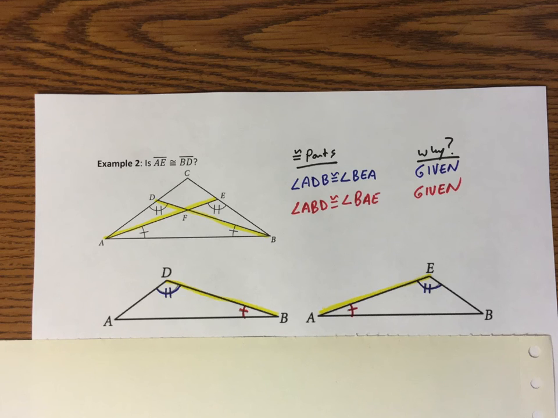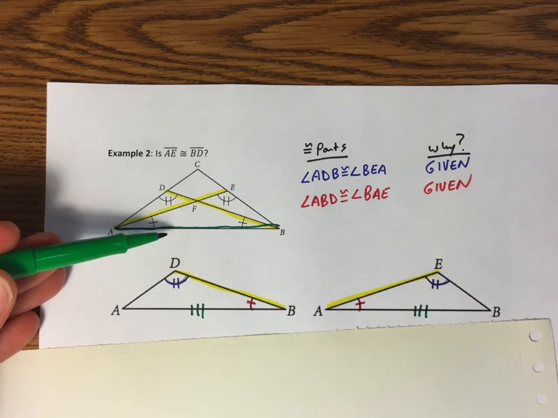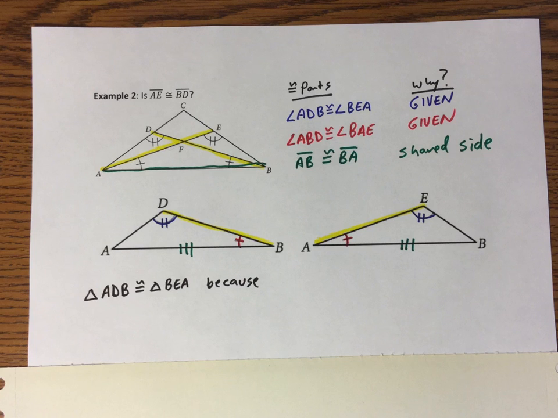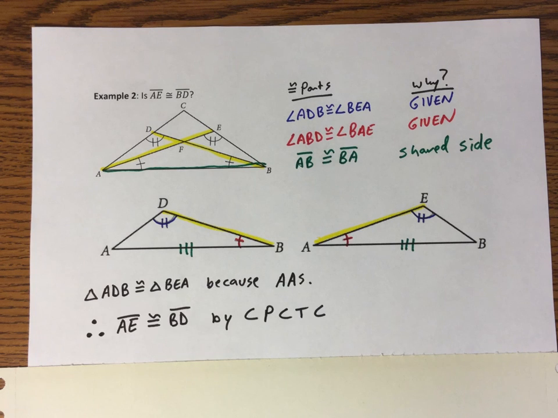And so we're out of given information, but you'll notice because of the way that the two triangles overlapped, segment AB is shared by both. And so we can say that segment AB is congruent to BA because it is a shared side. So that means the two triangles, ABD and BEA, are congruent by angle-angle-side. So therefore, segment AE and segment BD are congruent by the CPCTC.